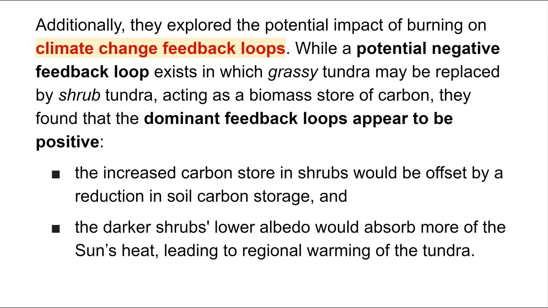So back to this statement. The darker shrubs, lower albedo. The albedo is how much is reflected by its surface. The darker shrubs absorb more of the sun's heat, leading to regional warming. Now, just in case you're looking at that thinking that there's a lot to take in there, most of what I've said in the last four or five minutes has been explanation, so that whenever you're reading this you understand it. In the exam it's absolutely fine for you just simply to have learned that and to have repeated that. There are climate change feedback loops which are mostly positive. Those are the ones we want to avoid. The increase in shrub storage is offset by a reduction in soil storage, and the darker shrubs absorb more heat, leading to regional warming. That's the point that you would make.